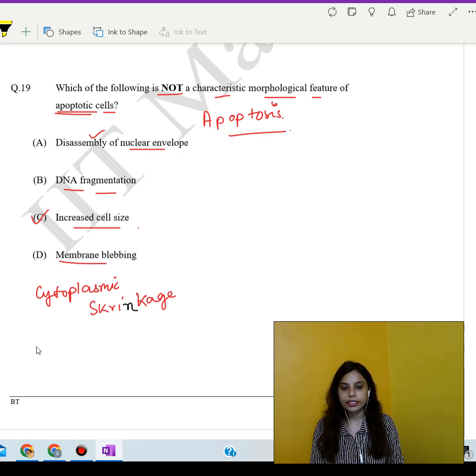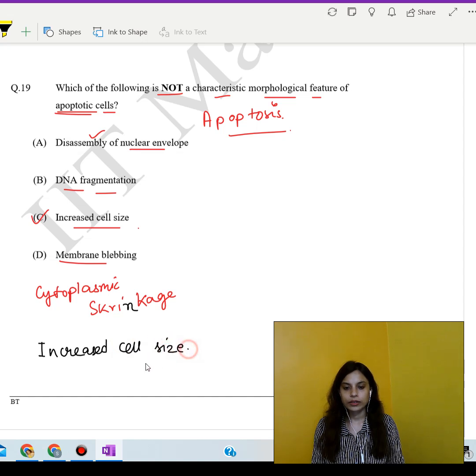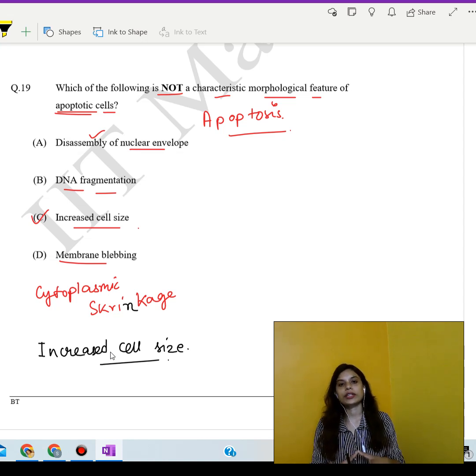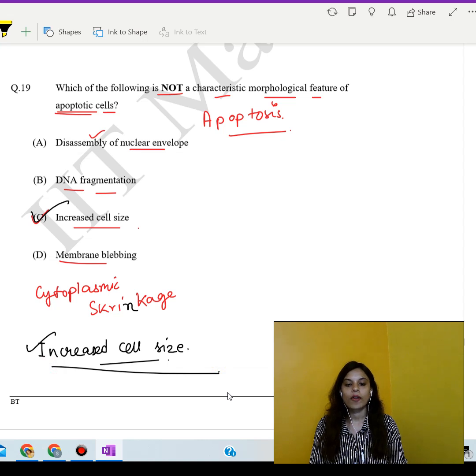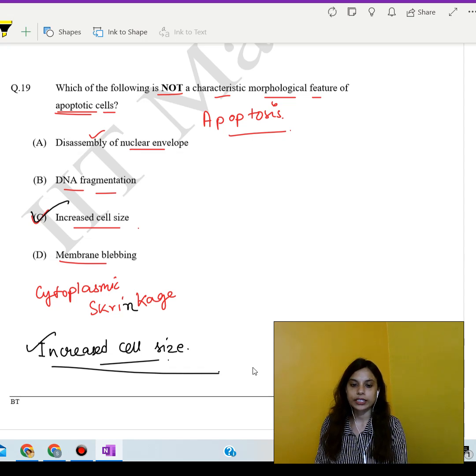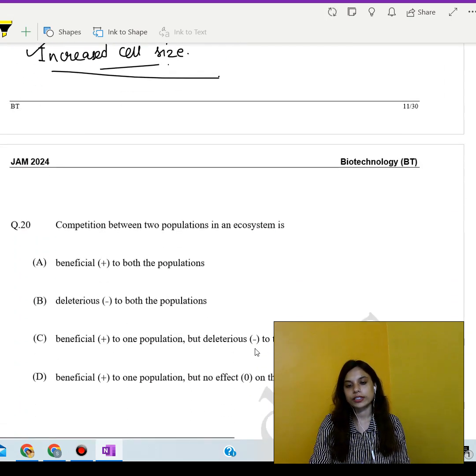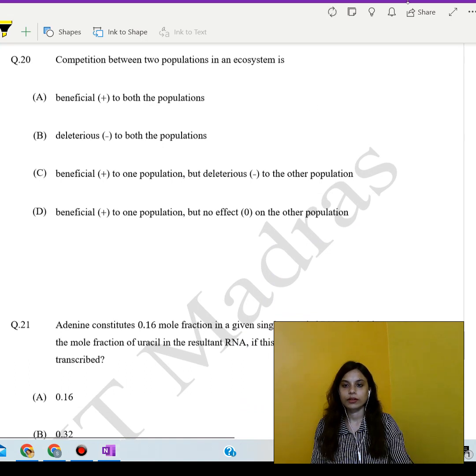Okay. Next is increased cell size. The increased cell size is not a characteristic morphological feature of the apoptotic cells. In fact, the cells typically shrink during apoptosis. Okay. So therefore, answer C would be the correct one. That is the third thing that I have written down. That is, it's not a characteristic morphological feature of the apoptotic cells. Okay, let's move over to the next one.